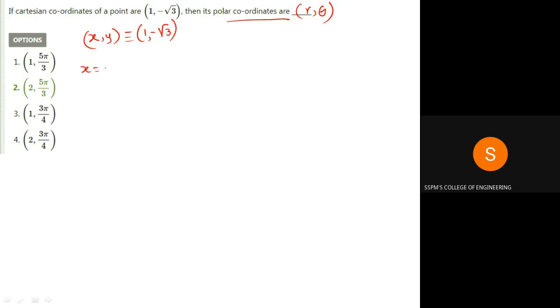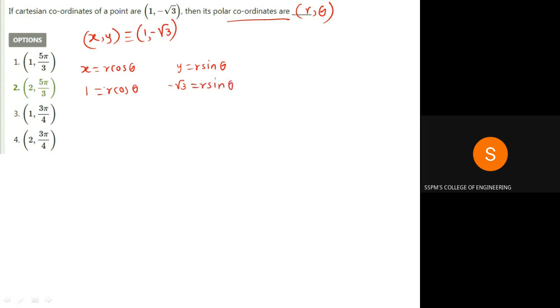So x is equal to what? x is equal to R cos theta, and y is equal to R sine of theta. So what is x here? 1. 1 is equal to R cos theta. And what is y here? Minus root 3 is equal to R sine of theta.